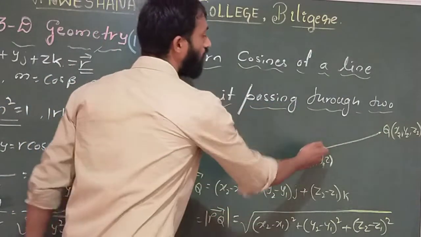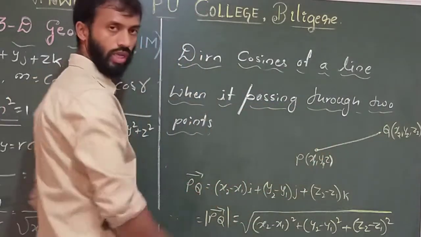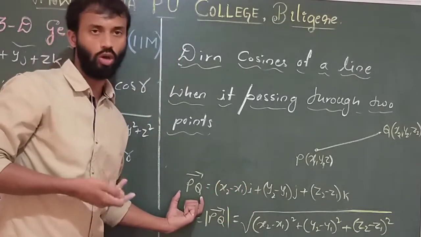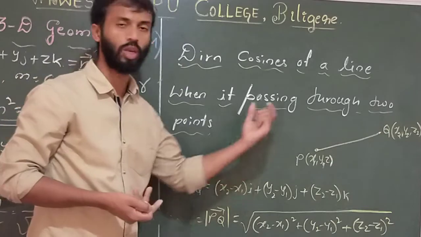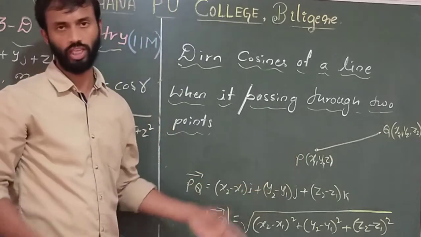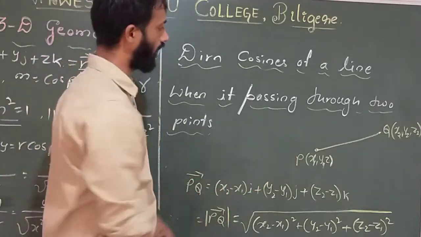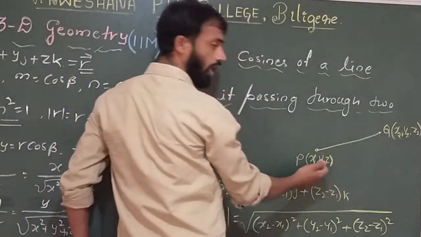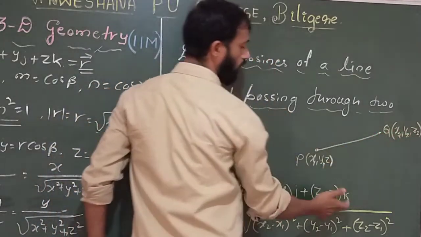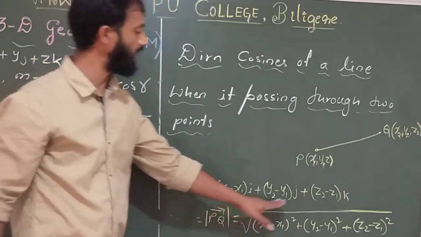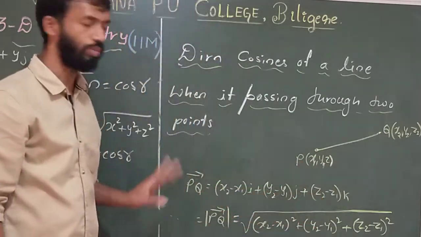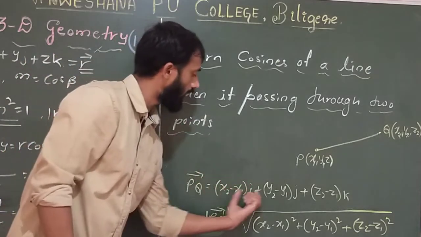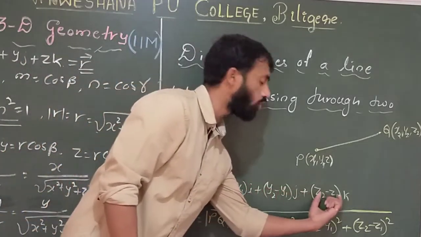Okay. So first I need to find the vector PQ, correct? We already know how to find a vector PQ: position vector of terminal point minus position vector of initial point. So I will get x2 minus x1 i plus y2 minus y1 j plus z2 minus z1 k, with respective i, j, k. So this is my vector PQ.